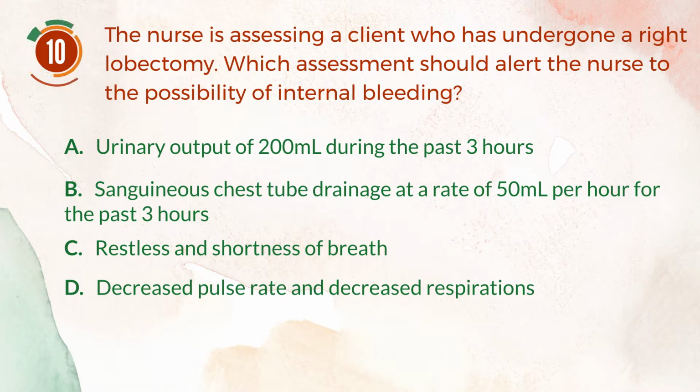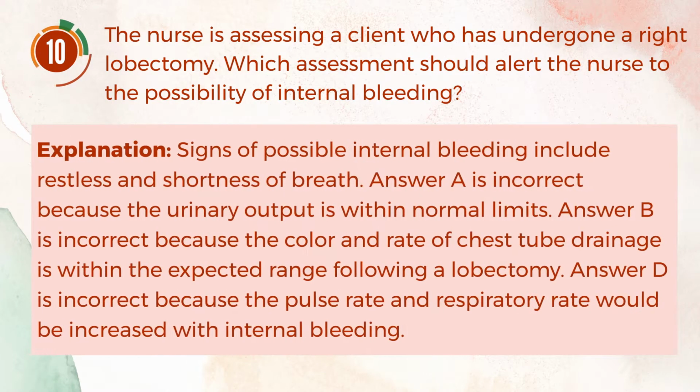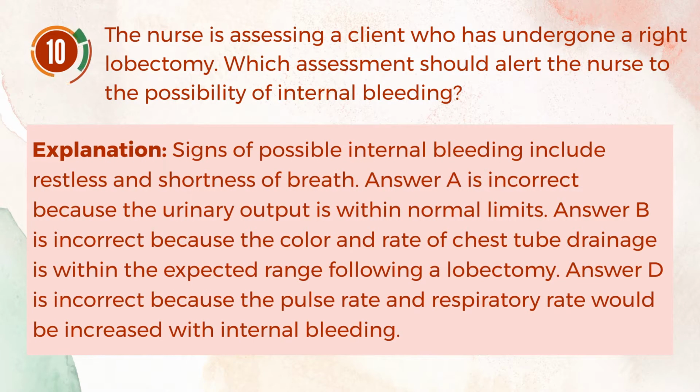The correct answer is C. Restless and shortness of breath. Explanation. Signs of possible internal bleeding include restless and shortness of breath. Answer A is incorrect because the urinary output is within normal limits. Answer B is incorrect because the color and rate of chest tube drainage is within the expected range following a lobectomy. Answer D is incorrect because the pulse rate and respiratory rate would be increased with internal bleeding.